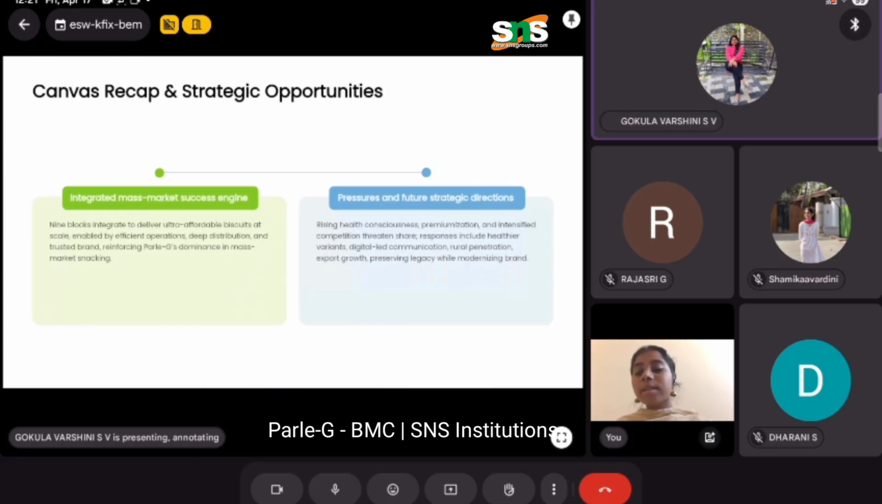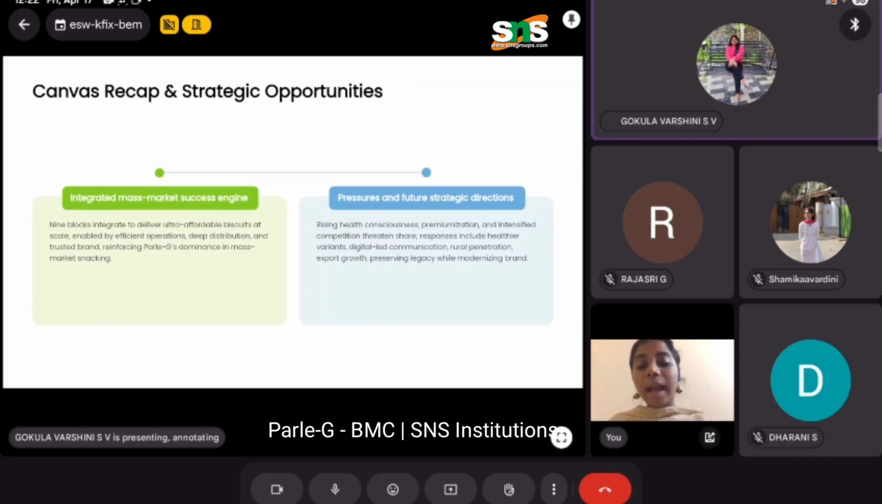So the last one is strategic opportunities: integrated mass market success engine, and pressures and future strategic directions. So there are nine blocks that integrate to deliver ultra affordable biscuits at scale, enabled by efficient operations, deep distribution, and a trusted brand. So Parle-G has become dominant in the overall market with its strategy of ultra affordable biscuits. The next one is pressures and future strategic directions.